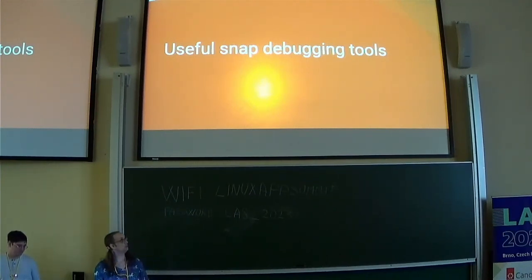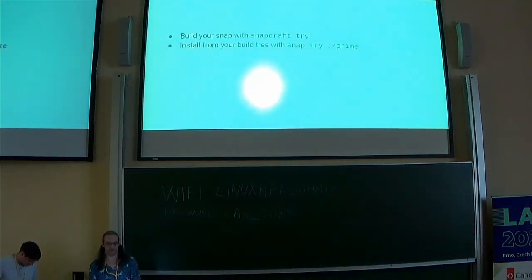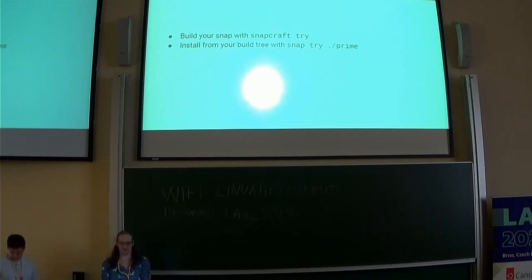So there are various tools that the Snapcraft ecosystem provides that you can use to debug your snap. The first thing you want to try, when you're building your snap for the first time, is to use snap try. When you've got a build that completes, you can build it with Snapcraft try. This creates it in a special way so that the file system doesn't get packaged as a squashfs file system, but actually gets put on your local hard drive as a folder. Then you can use snap try with the path to that folder. It's usually called prime, and it's usually in the folder that you execute Snapcraft from.